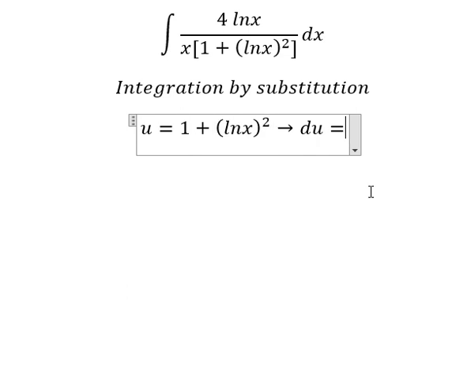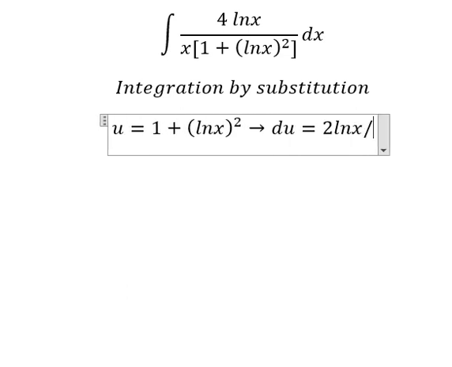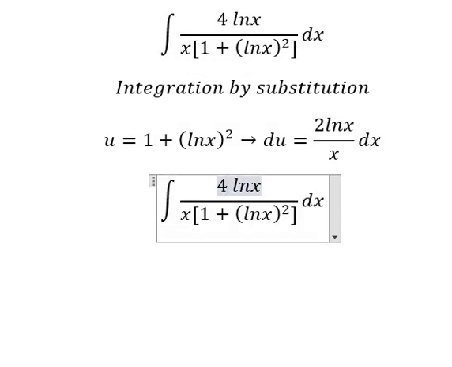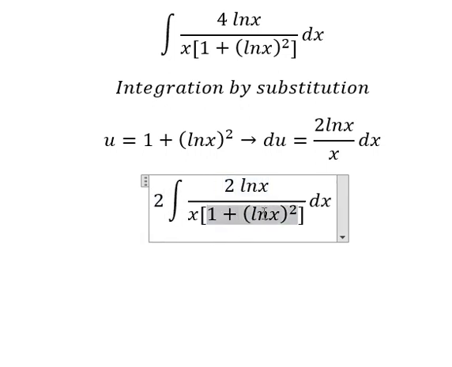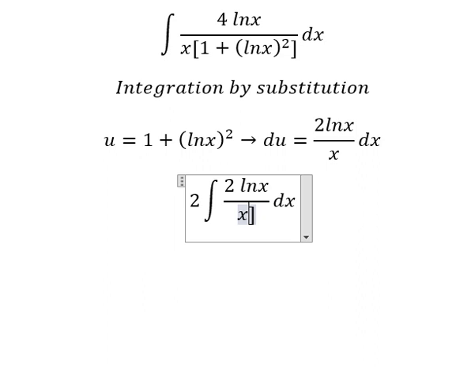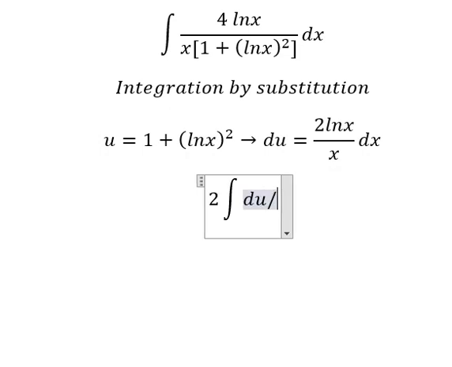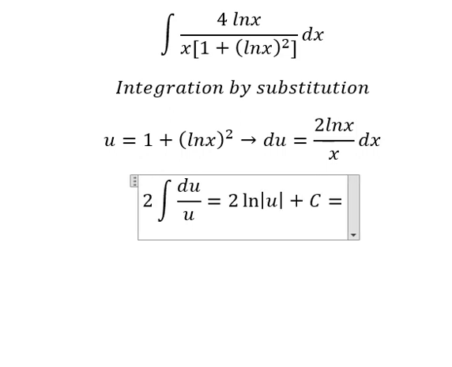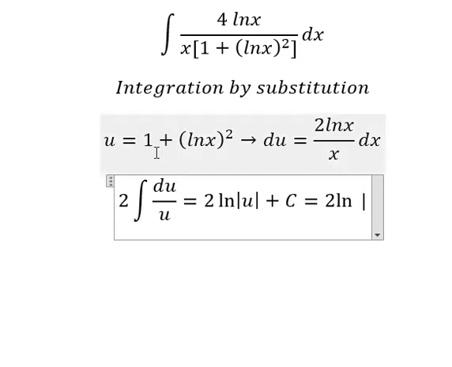This one, we have 2 f and s over s. So 4 is 2 multiplied by 2. This one we change to u, and 2 f and s over s dx we change to du. And now we have the final answer, in terms of u, like this.